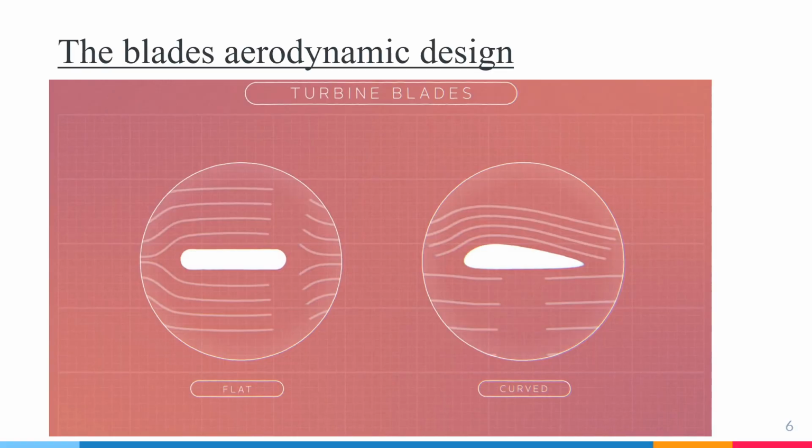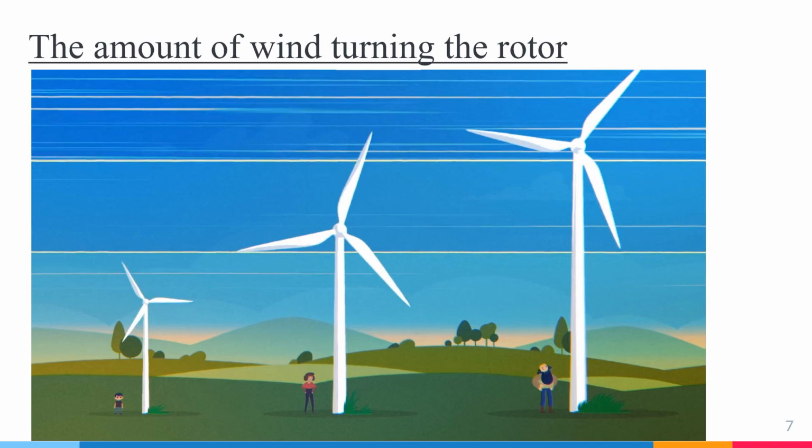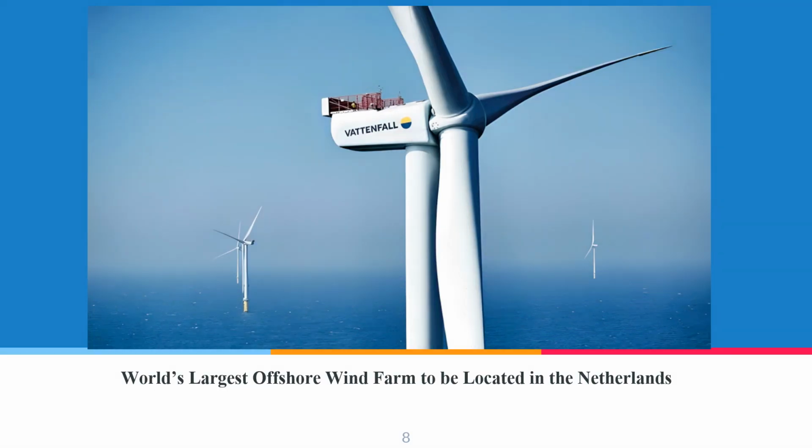And the blade's aerodynamic design, that is, turbine blades flat and curved, and the amount of wind turning the rotor. The world's largest offshore wind farm is to be located in the Netherlands.